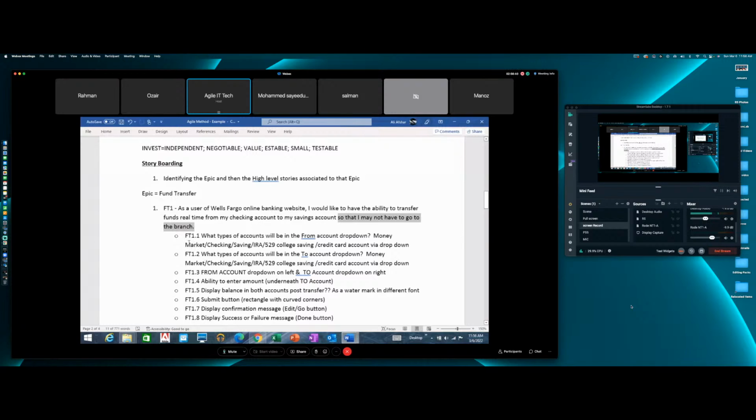So what we started to do is ask the product owner different questions. What type of accounts will be in the from account dropdown? And the product owner told us, well, there can be a money market account, he can have a checking account, savings account, IRA account, 529 college savings account, even his credit card accounts, and these should be available through a dropdown. Everybody clear?